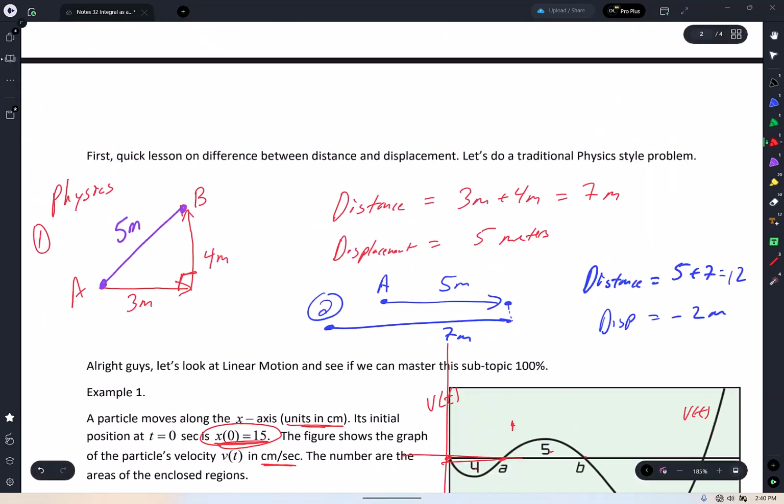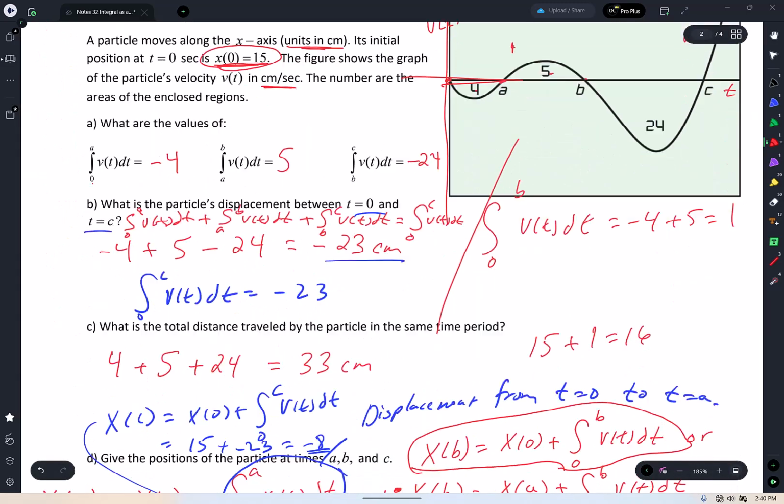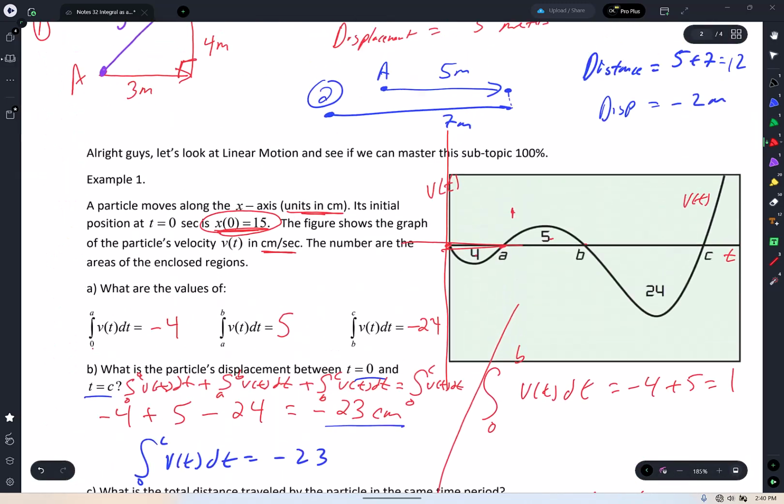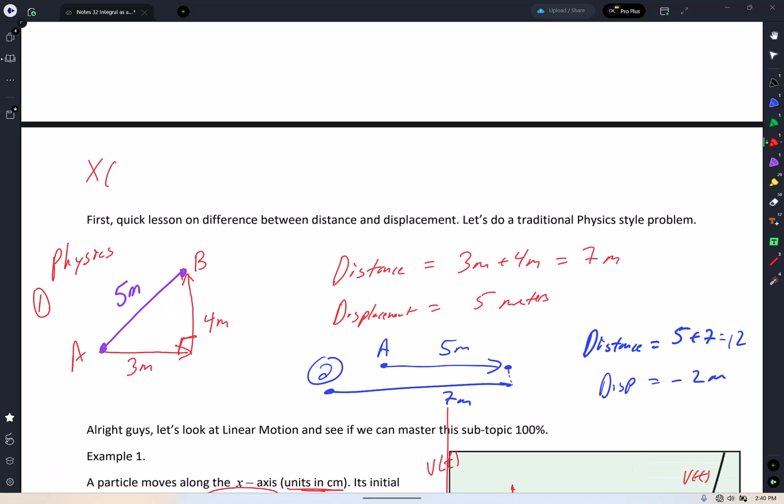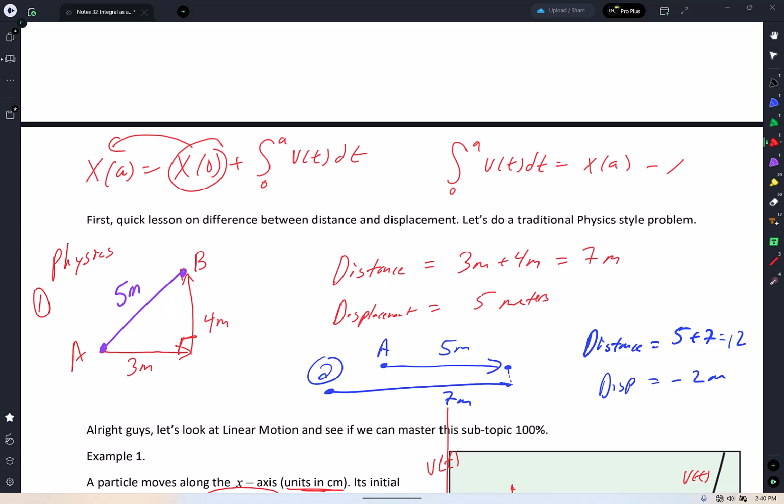So look at this, guys. If I would have done this, let's say for this one right here. If I said x of a equals your initial plus the integral from 0 to a of v of t dt, well, if I move this to the other side, that is literally your definition of that integral. The integral from 0 to a of v of t dt equals x of a minus x of 0. That's your antiderivative rule. That's your fundamental theorem of calculus.